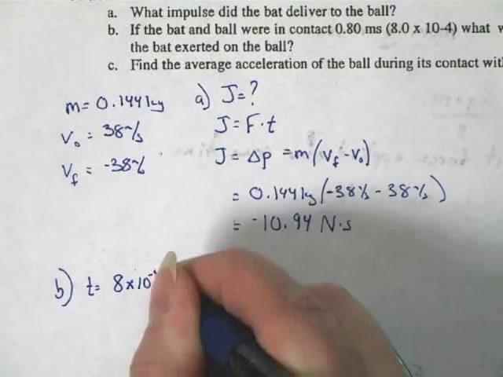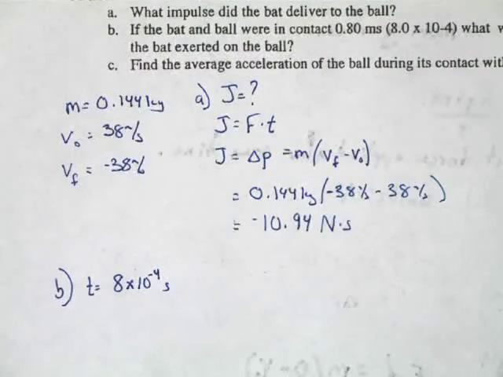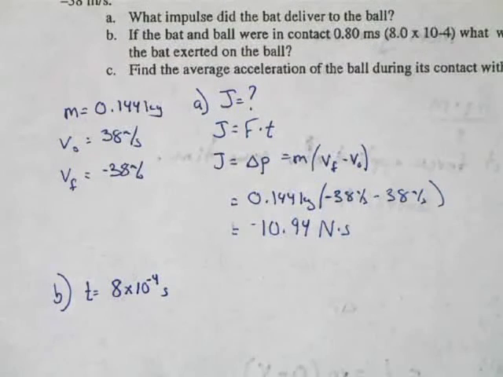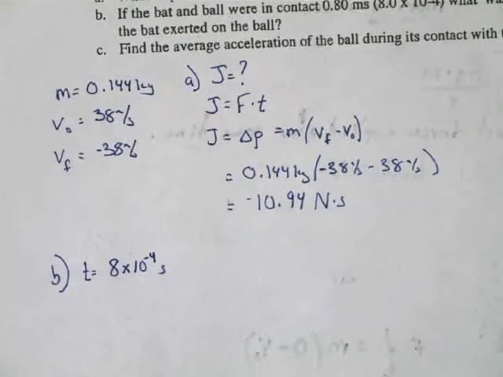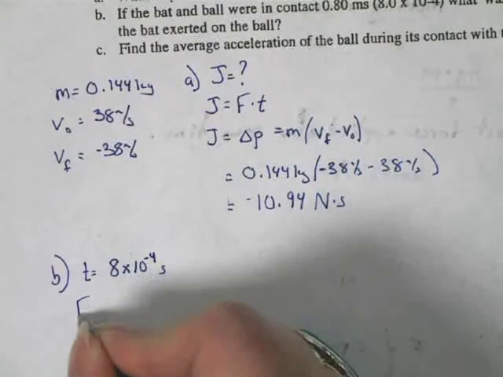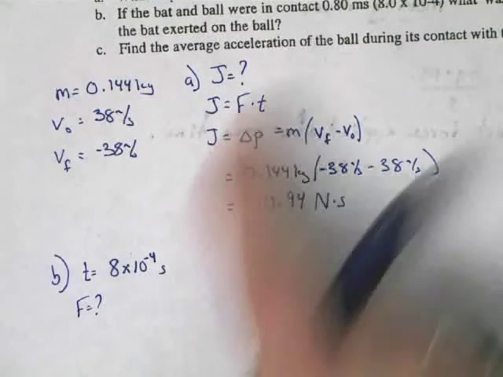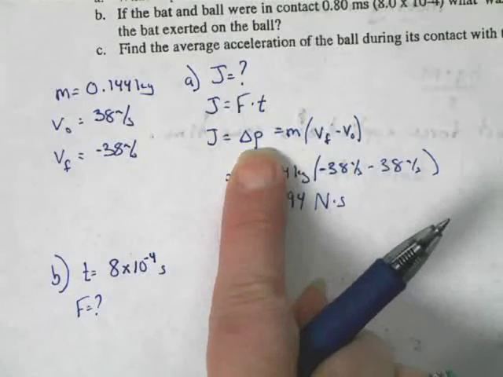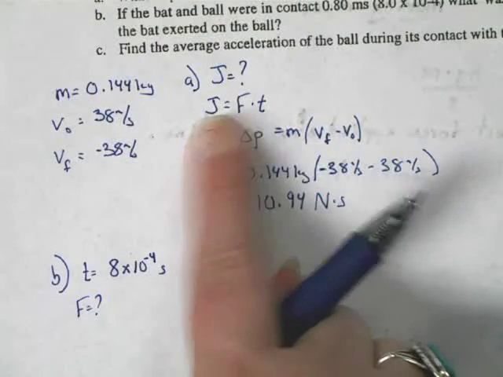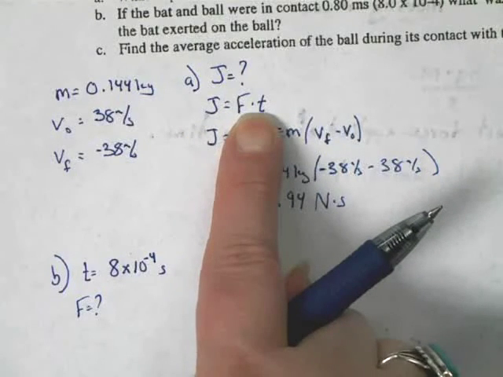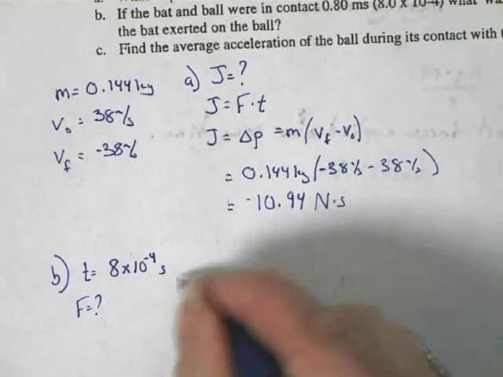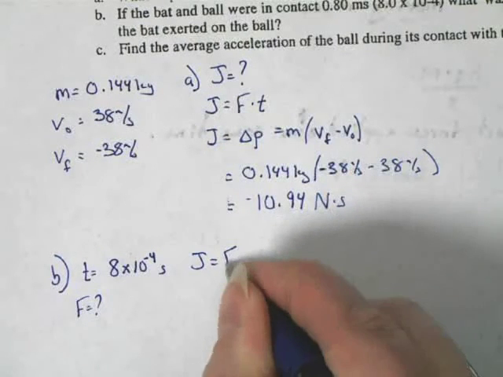Part B. If the bat and the ball were in contact for 0.8 milliseconds, what was the average force the bat exerted on the ball? So I see a new given, time, 8 times 10 to the negative 4 seconds. That's 0.8 milliseconds, so really small time. Makes sense. We are looking for the force.